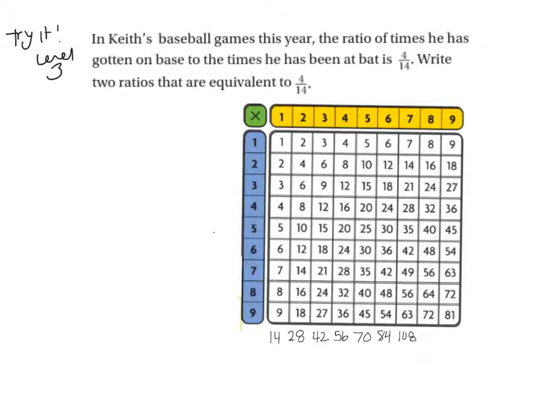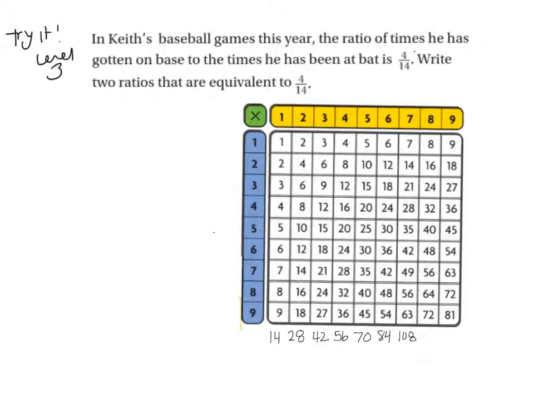So in Keith's baseball game this year, the ratio of times he has gotten on base to the times he has been at bat is 4 to 14. So what that means is he gets on base 4 times for every 14 times he bats. So he's not doing too good. Write two ratios that are equivalent to 4 to 14. Go ahead and try this one on your own.